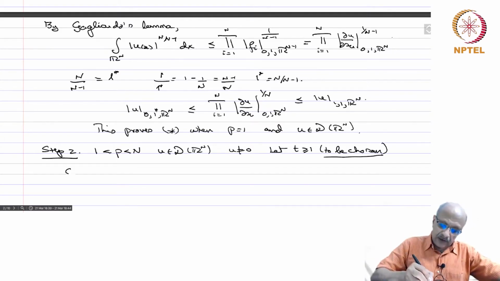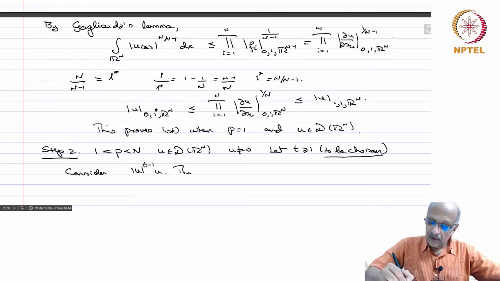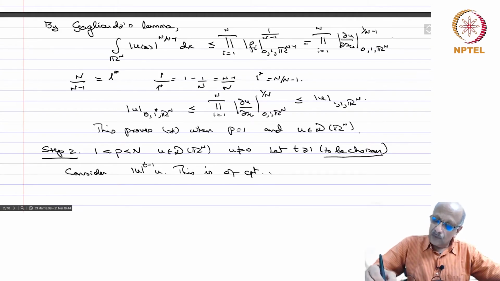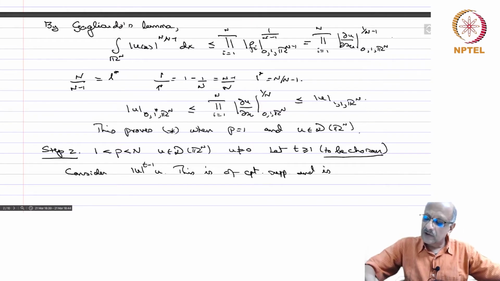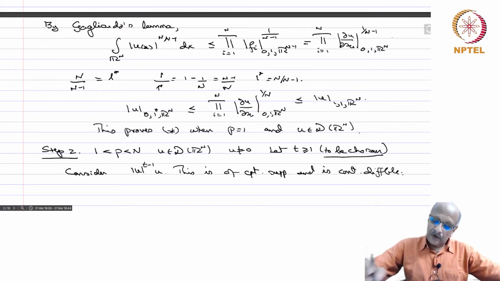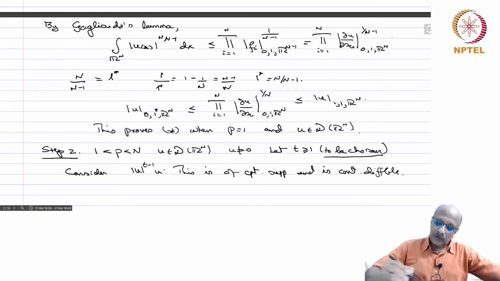Okay. So consider mod u to the t minus 1 times u. So this is of compact support, no problem, because u itself has compact support and is continuously differentiable. Because you are taking t power, t is greater or equal to 1, and you are multiplying mod u to the t minus 1 u. So such a function is always continuously differentiable, we know that.